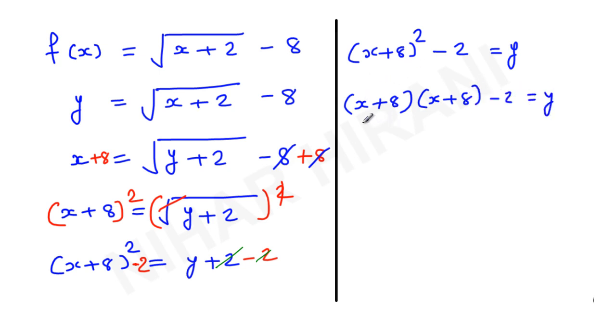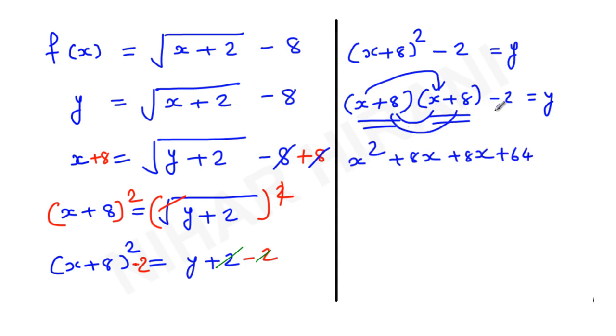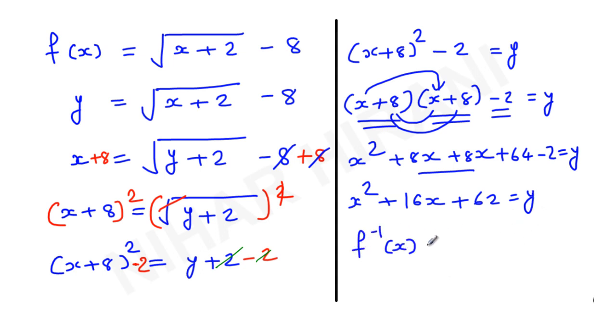Now let's multiply this binomial by binomial. You already know how to do that. x times x, x squared. x times 8, 8x, 8 times x, again 8x, and 8 times 8, 64, minus 2 equals y. Now this will be x squared, 8x plus 8x makes 16x, 64 minus 2 is 62, equals y. Now I cannot simplify this further. So now I will replace this y by f inverse of x. So f inverse of x equals x squared plus 16x plus 62. That's it, done. Let us see one more example.